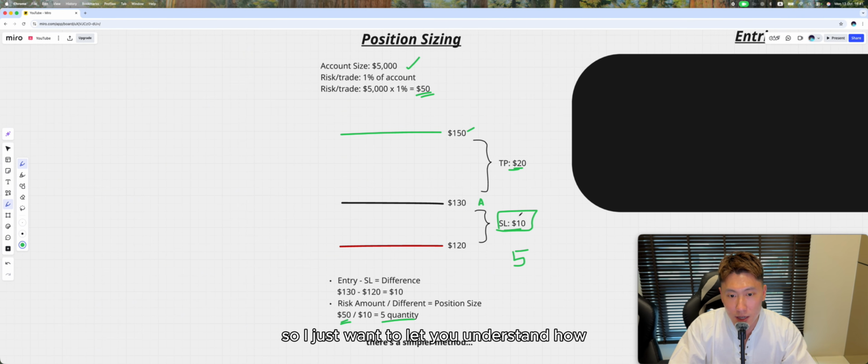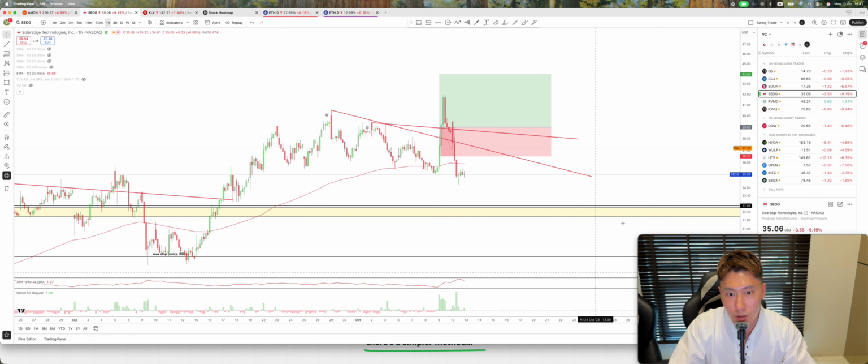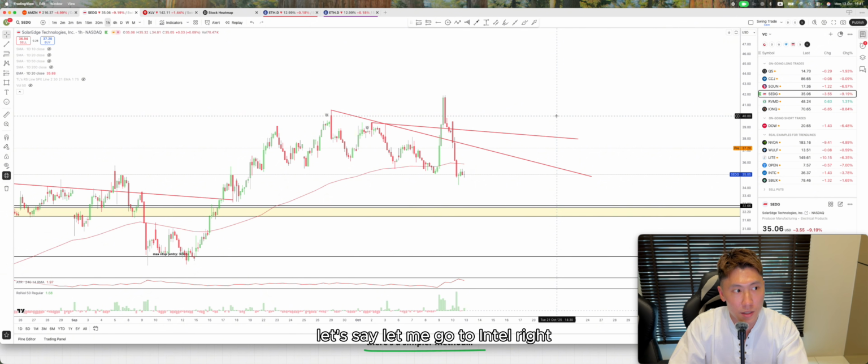I just want you to understand how you actually calculate this. This is a very basic calculation, and there's actually a simpler method. So if I hop onto TradingView, let me just show you. Let's say, let me go to Intel, right?